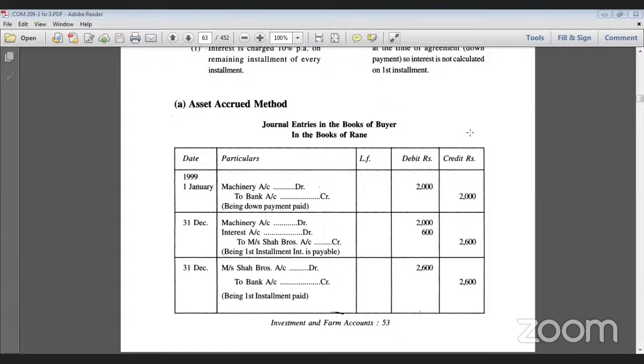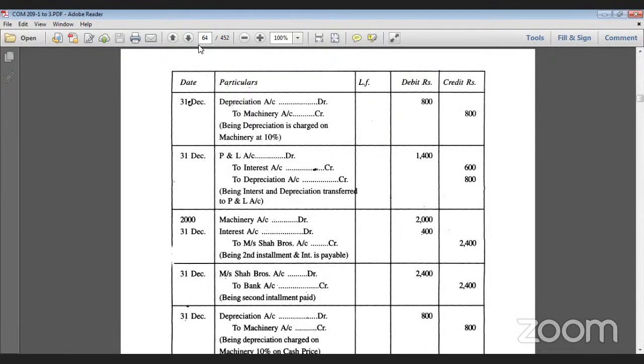So, as per actual method, this will be going for. Yes, next we transfer interest and depreciation to P&L. So the P&L account debit 1,400 to interest 600 and depreciation 800. The same entries will repeat in the next year and the year after. So the figures change but the entries are the same.